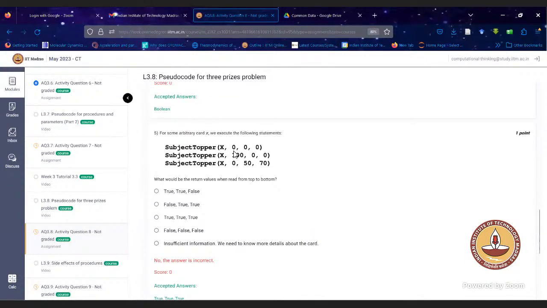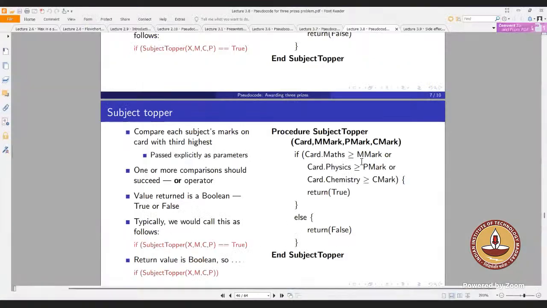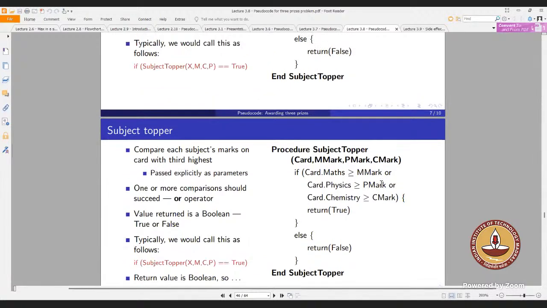Yeah. So essentially what it is comparing this mark to is math mark. Card.math is greater than or equal to M mark, P mark, C mark. Just a minute.